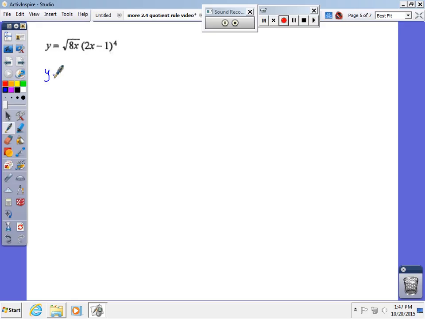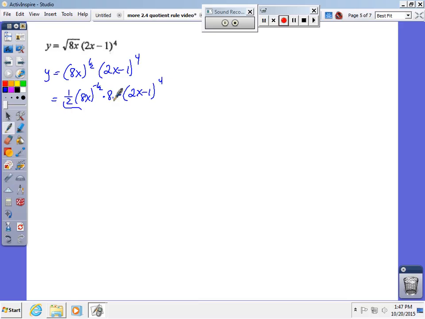Okay, so I'm going to rewrite this first as 8x to the 1/2 times 2x minus 1 to the 4th. So it looks like I have a product rule with a chain rule in both of those. So the derivative of the first is going to be a 1/2 8x to the negative 1/2 times 8. All right, the derivative of the first, yes. And then times the second, which is going to be a 2x minus 1 to the fourth.